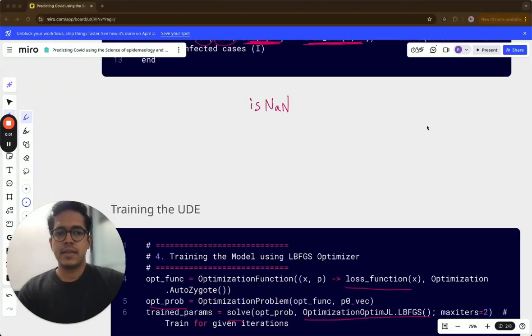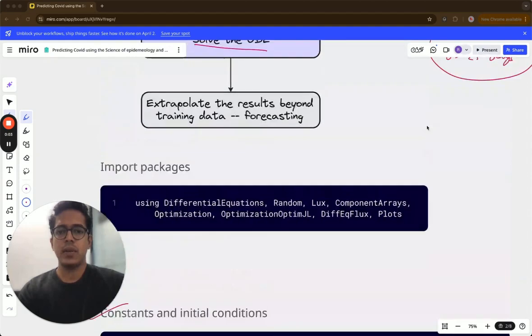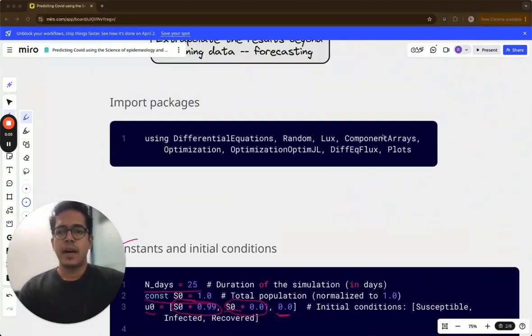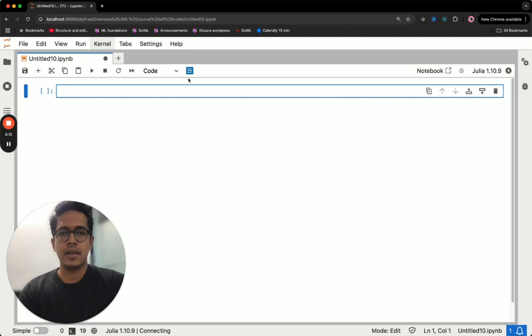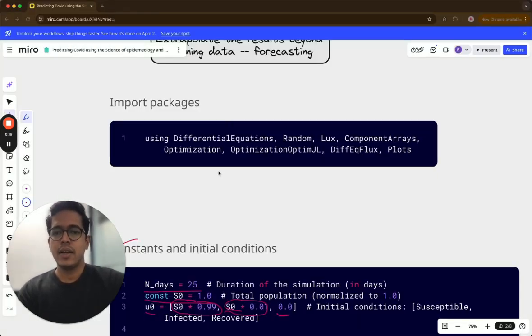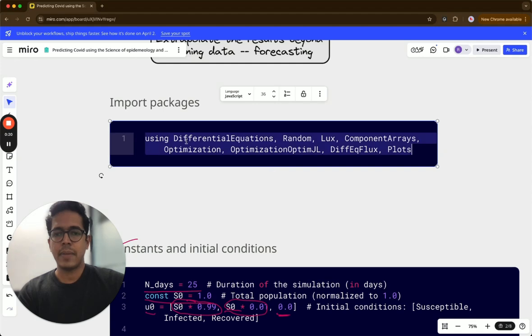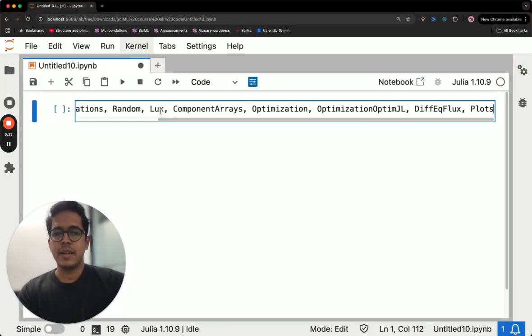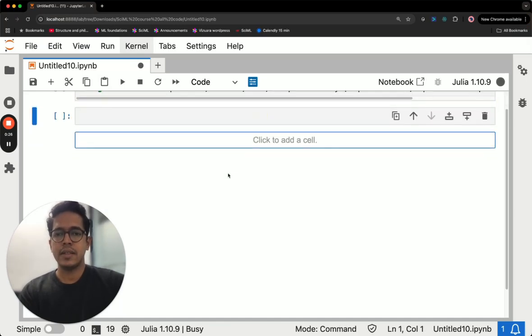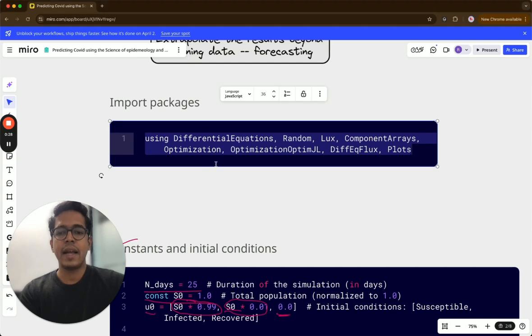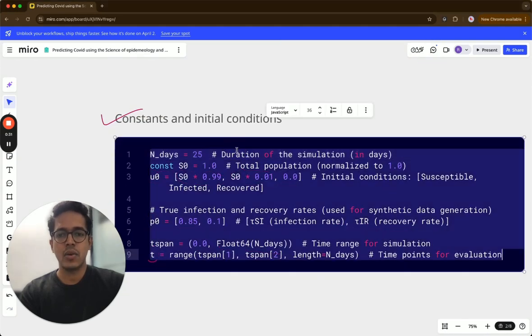So let us go back to the starting of the code. I have opened my Jupyter lab here. In that, I'll be using the kernel Julia 1.10.9, which is the version that I'm using. So first, let me copy all the packages, paste them here and run it. Nothing fancy here, we already discussed this. I'm not going to go line by line right now because we already discussed the whole code.